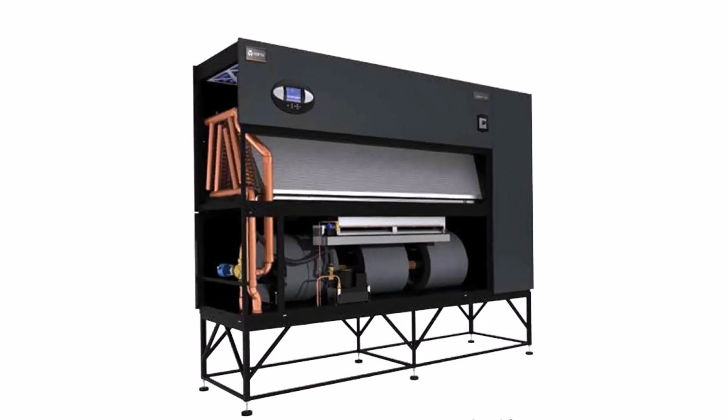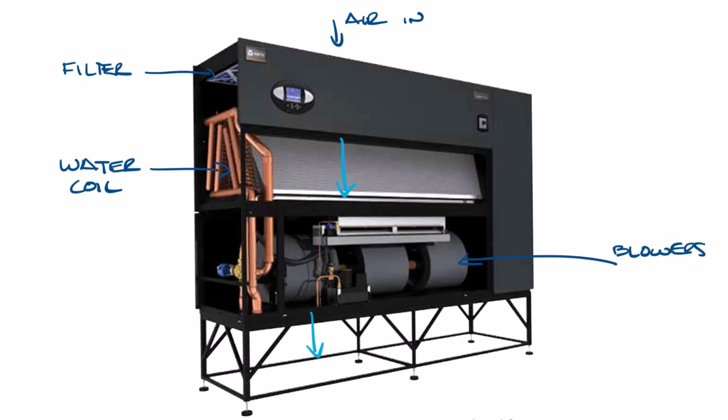Let's move this up and take a look at a typical CRAH unit. Room air would enter the unit at the top and then pass through these filters. Then the air passes through the cold water coils, cooling the air. Then the blowers blow the cold air out of the unit. This unit is most likely used in a raised floor, so the air is blown into the raised floor plenum, and then the air would come up through perforated floor tiles to cool the space.